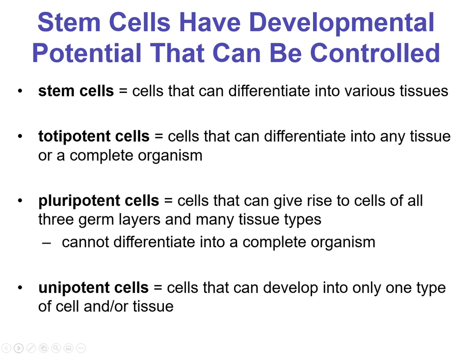Then you've got pluripotent cells, which can give rise to all of the germ layers and many different tissue types. But they can't differentiate into a complete organism. They can only help make all the pieces. Then there's unipotent cells, which can develop into one type of cell or tissue.